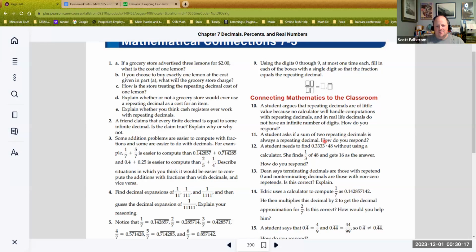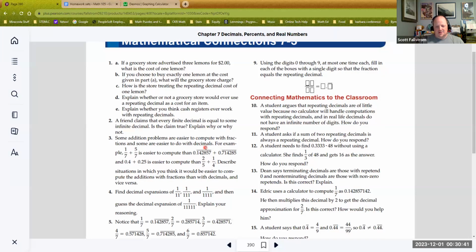Student asks if a sum of 2 repeating decimals is always a repeating decimal. How do you respond? Okay, when a student asks a question like that, maybe try some. Take some smaller ones. See what makes 2 decimals repeat. But also think back to what we've showed in class, right? Does it mean that something has to be repeating? So keep that in mind as you do number 11.